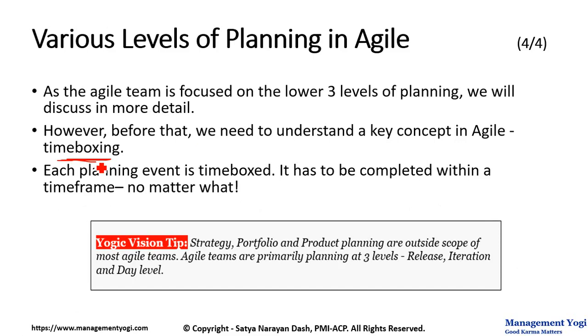So each planning, whether it is release planning or iteration planning or daily planning, is time boxed. It has to be completed within a time frame no matter what. And hence the name, not just timeline, it is a box. You cannot go beyond that box. Now we have another tip: strategy, portfolio and product planning, the top 3 levels of the Agile Planning Onion, are outside the scope of most Agile teams. Agile teams are primarily planning at 3 levels: release, iteration and day level.